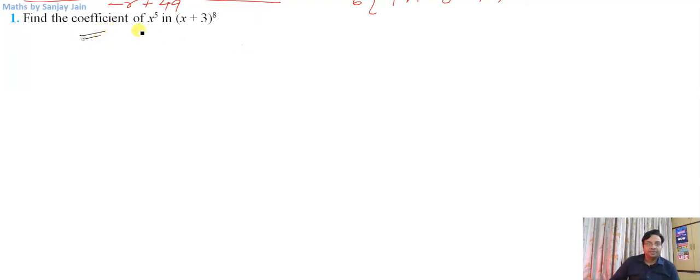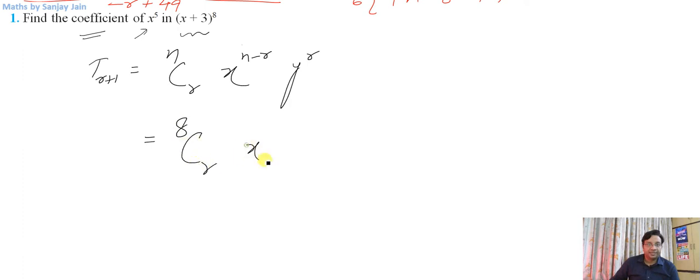Find the coefficient of x raised to power 5 in (x + 3) raised to power 8. So first of all, let us write the general term T(r+1). It will be equal to nCr x raised to power n minus r, y raised to power r. So in this it will be equal to 8Cr x raised to power 8 minus r, y raised to power r. Now I require y is 3 in this case. So let me replace it with 3.